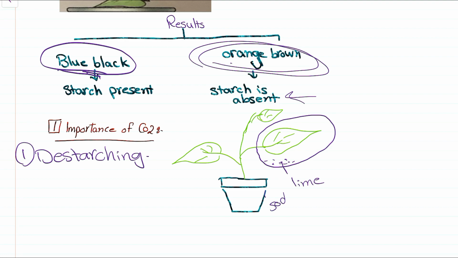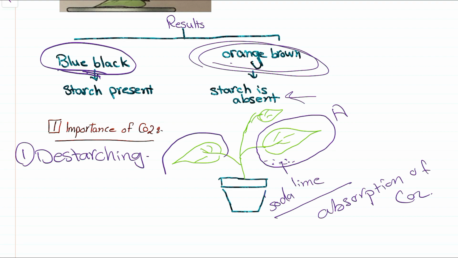soda lime. What is the function of soda lime? Absorption of carbon dioxide. So this is leaf A. What does it mean? It means leaf A will be without carbon dioxide.